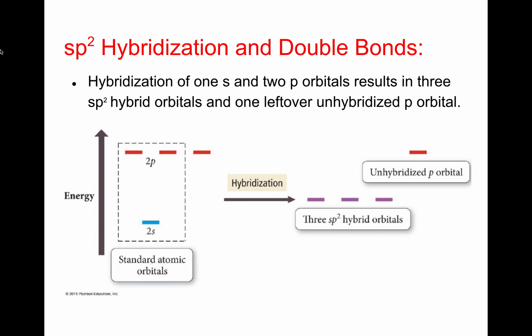sp2 hybridization. In this case, we're going to hybridize 2 p orbitals and 1 s orbital to produce 3 sp2 hybrid orbitals. Notice we have one unhybridized p orbital. This unhybridized p orbital may be used in double bonds, as shown later.